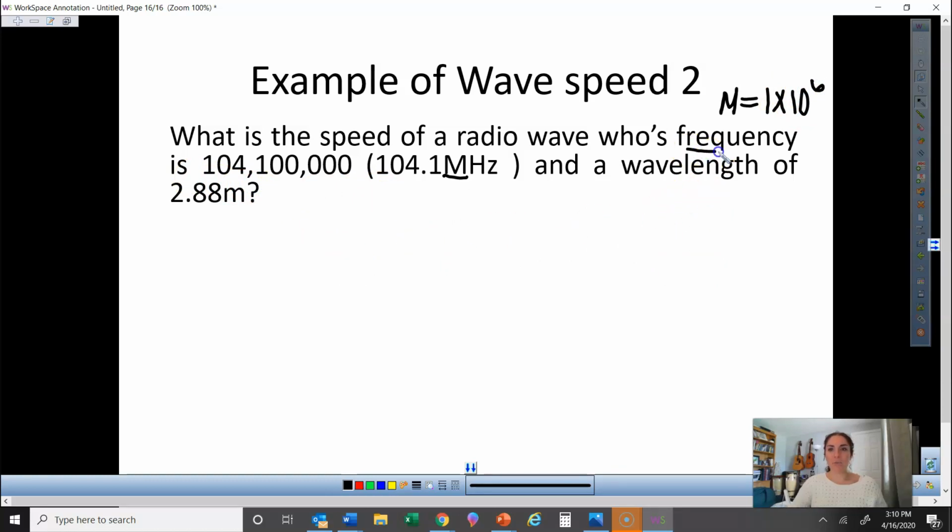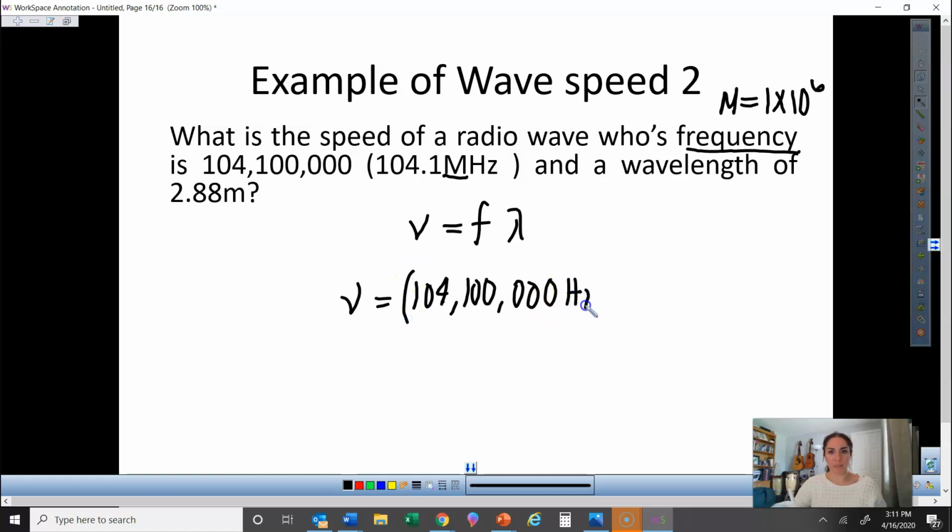So this one has the word frequency in it, which means we're going to use the wave equation. So we know the frequency in megahertz. We got it into regular hertz. I like to listen to 104.1. That's the frequency, times the wavelength, 2.88 meters. Of a radio wave, they're pretty big.